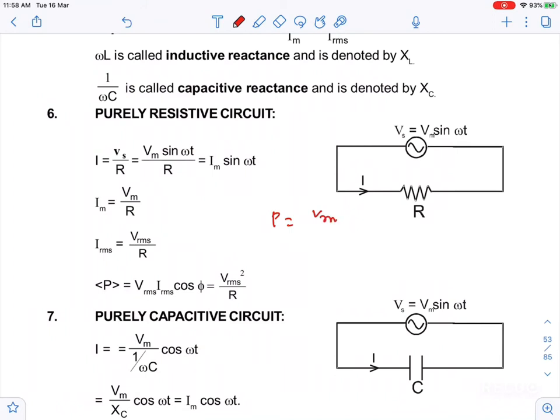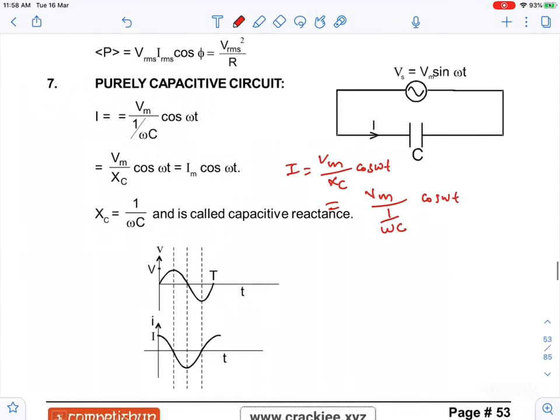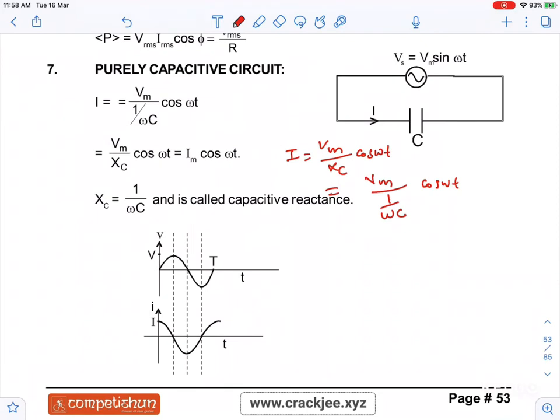Now if only a purely resistive circuit is there, you can write power is equal to V RMS square divided by R, because there is no other component. In a purely resistive circuit, current and voltage are in the same phase. For a capacitive circuit, I is equal to Vm by Xc into cos omega t, where Xc is 1 by omega C. This is capacitive reactance.